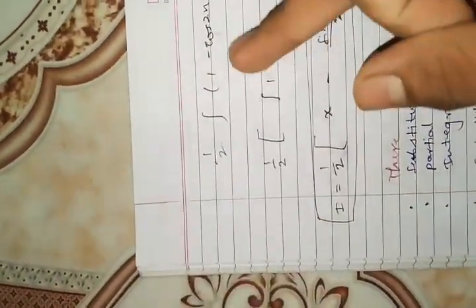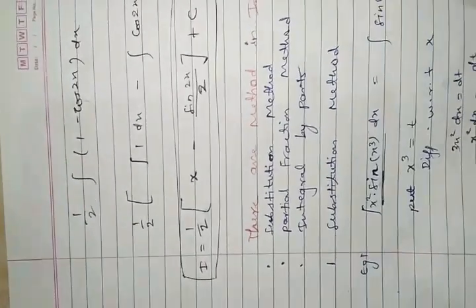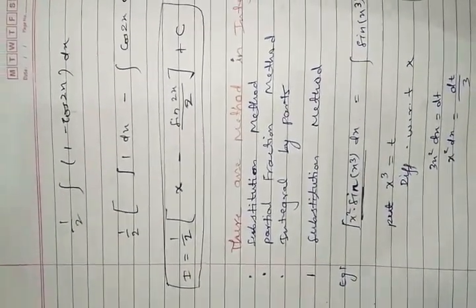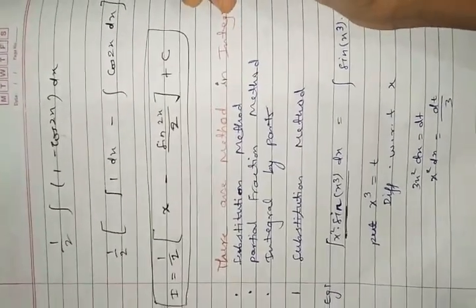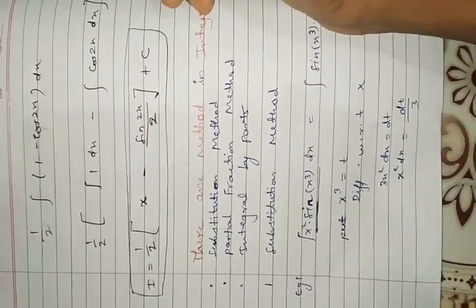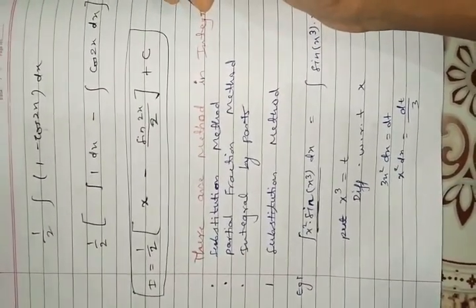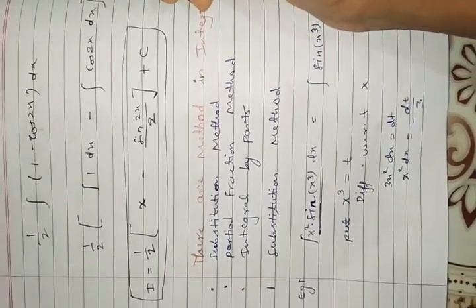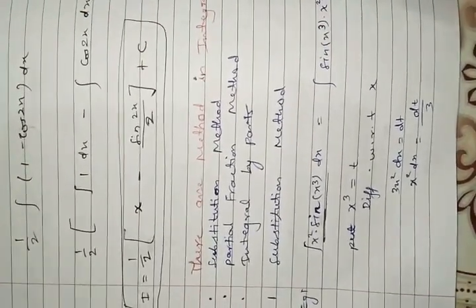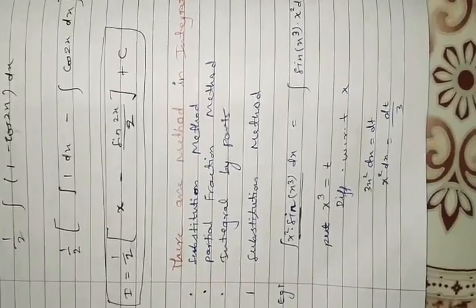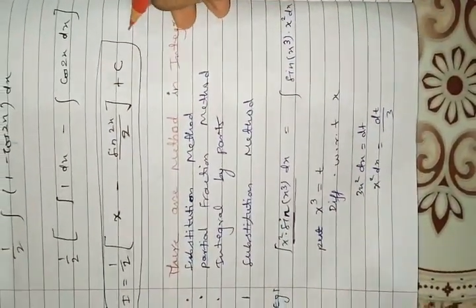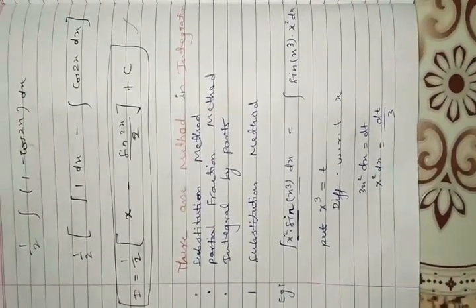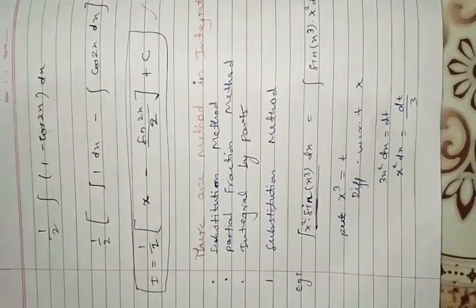And in the next step, I am going to take 1 by 2 outside, so it will be 1 by 2 integration of 1 dx. It will be separated by property, so you can separate it, and then you can see what I have got from this result, and the answer you can see. If you have any doubt, let me know.